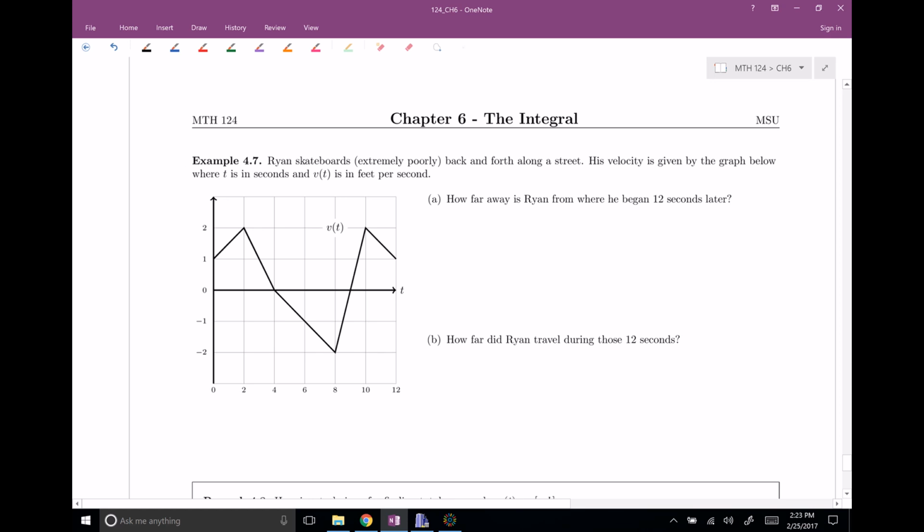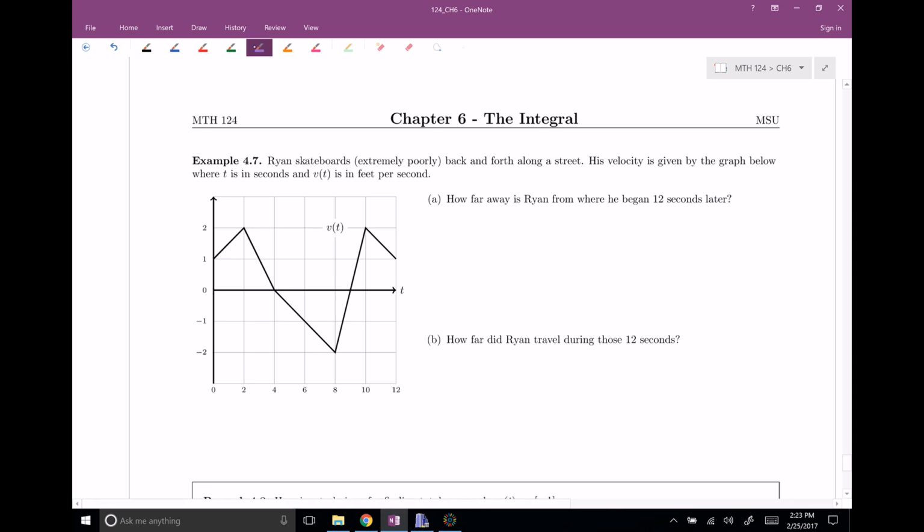Ryan skateboards extremely poorly. I'm not a good skateboarder at all. Back and forth along a street. So, left some, then right some, and so on and so forth. His velocity is given by this graph below. t is in seconds, v of t is in feet per second. So no longer meters per second, feet per second. Okay. How far is Ryan from where he began 12 seconds later?